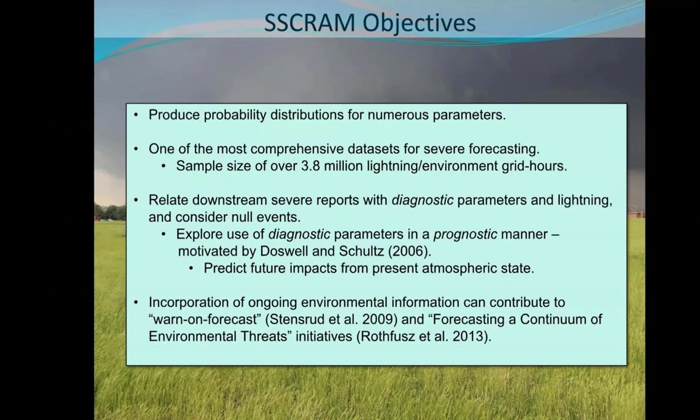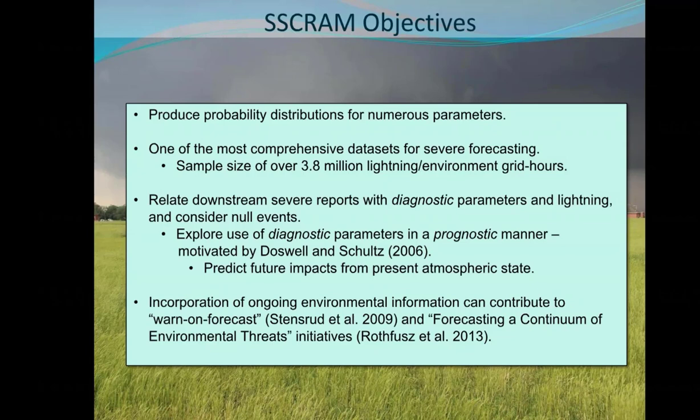By binning each of the individual parameter ranges, like 0 to 249 joules per kilogram of MLCAPE, and the next iteration up, we can get a smoothed out, at least to some extent, probability distribution for numerous parameters. Effectively, what is the conditional probability, conditioned upon lightning occurrence and the convective environmental parameter space, of severe weather report occurrence within a couple of hours into the future? This is one of the most comprehensive data sets for severe weather forecasting, with a sample size of multiple million lightning environment grid hours, by which we relate downstream severe weather reports to diagnostic parameters.